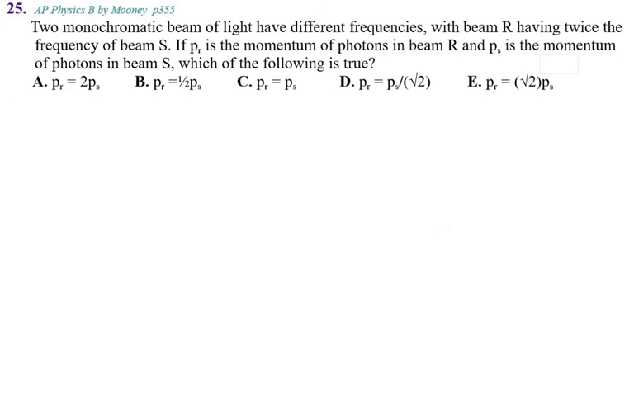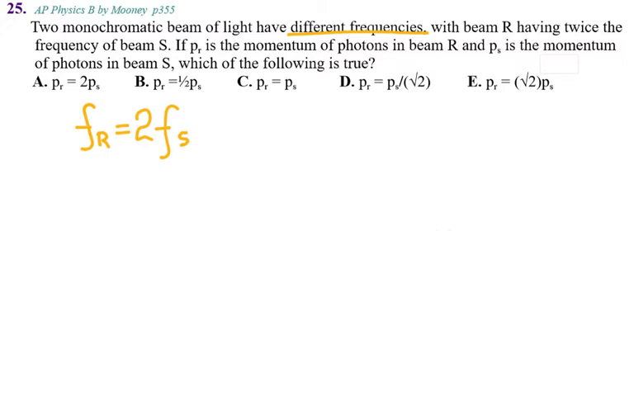In this question, they say two monochromatic beams of light have different frequencies. So let's highlight everything that's given: different frequencies, and beam R has twice the frequency of beam S. So beam R has a frequency that is twice the frequency of beam S. And if PR is the momentum of the photons in beam R, and PS is the momentum of the photons in beam S, which of the following is true?